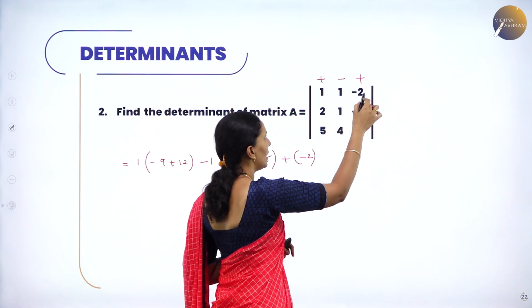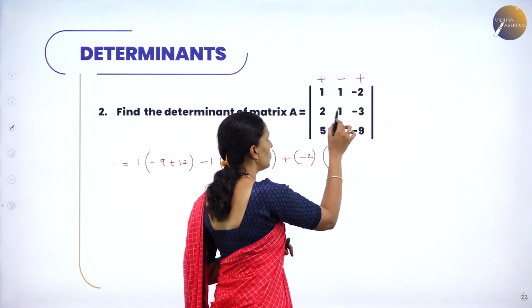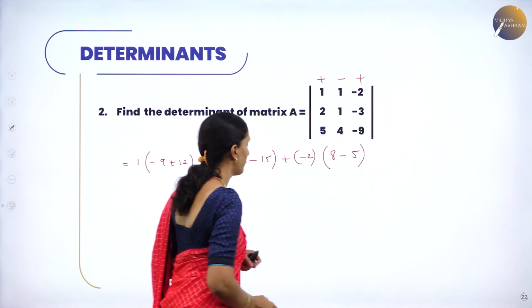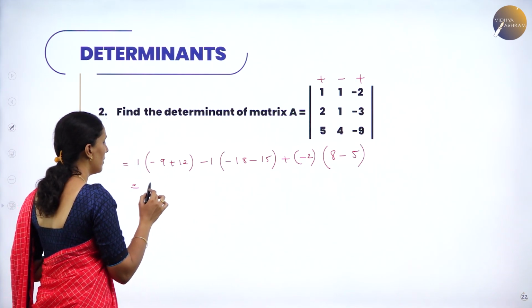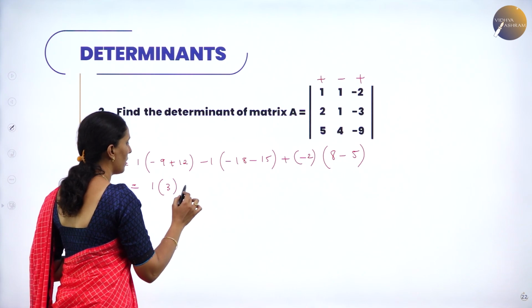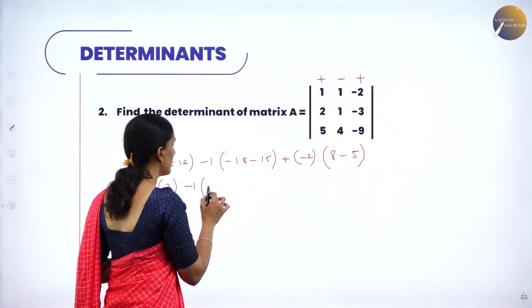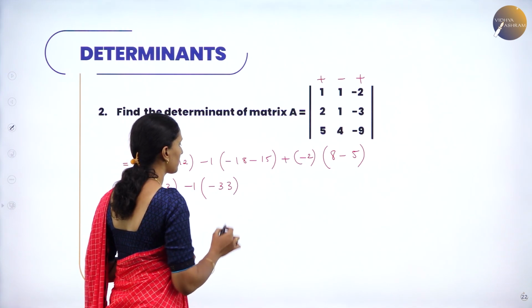For minus 2, delete the column and row. We are left with 2, 1, 5, 4. 2 4's are 8. 5 1's are 5. So, now here we have 1 into 3. Minus 1. Minus 18, minus 15, which becomes minus 33.